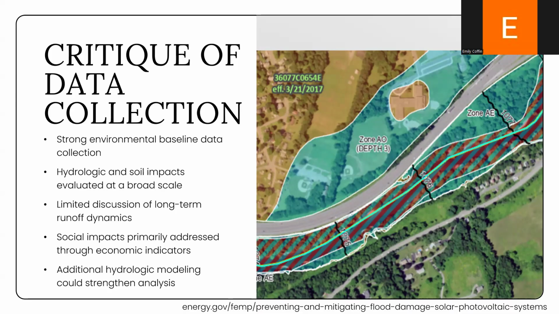Additionally, the social impact analysis tends to focus primarily on economic indicators such as employment or economic activity rather than broader social variables. For example, there's relatively little discussion on how hydrologic changes could affect water quality, downstream agricultural productivity, or even ecosystem services that communities rely on. And then from a stormwater engineering perspective, incorporating more detailed hydrologic modeling and watershed level analysis could have strengthened the overall assessment too.